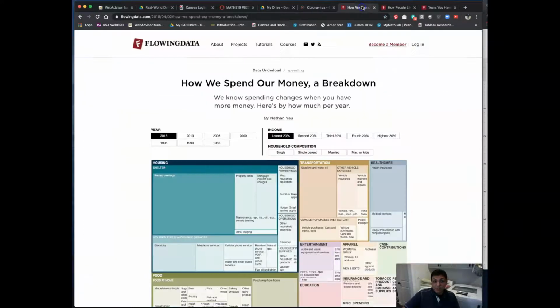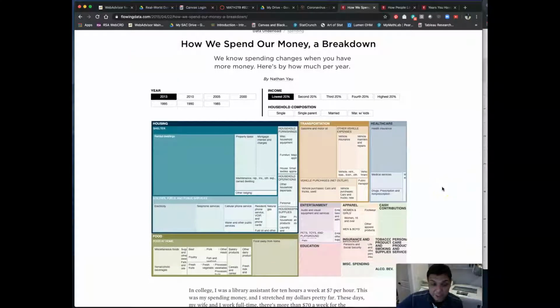I want to show you a couple other ones from a website called Flowing Data. And again, looking at the data, I also want you to think about in this section about samples versus populations.